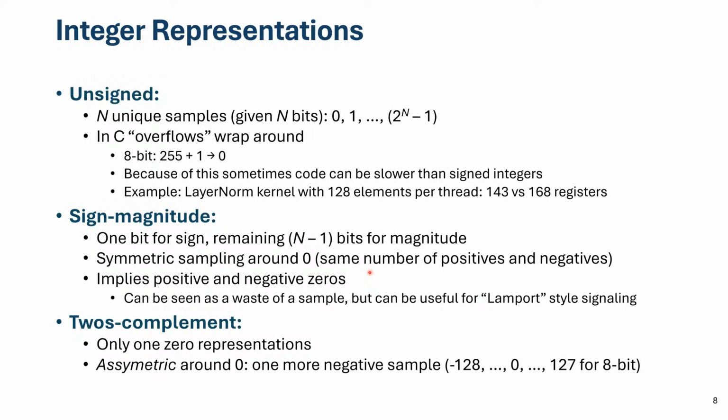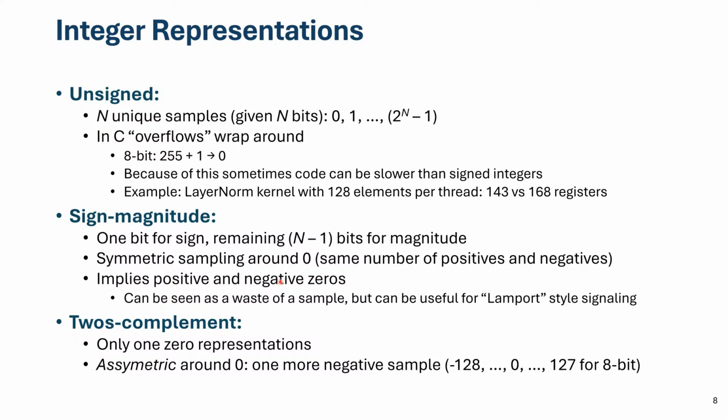Okay, the next representation is signed magnitude. There's not much of that in hardware that I'm aware of, but the reason I mention it is because once we get to floating point, there's a sign magnitude aspect there. The idea is that you have 1 bit for sign, and the remaining n-1 bits go to represent the magnitude. One property of this is that you get symmetric sampling around 0, so you have the same number of positive and negative values. It does imply 2 representations for 0, so you'll have both a positive and a negative 0. This can be viewed as wasting 1 sample on the real number line because they correspond to the same actual value.